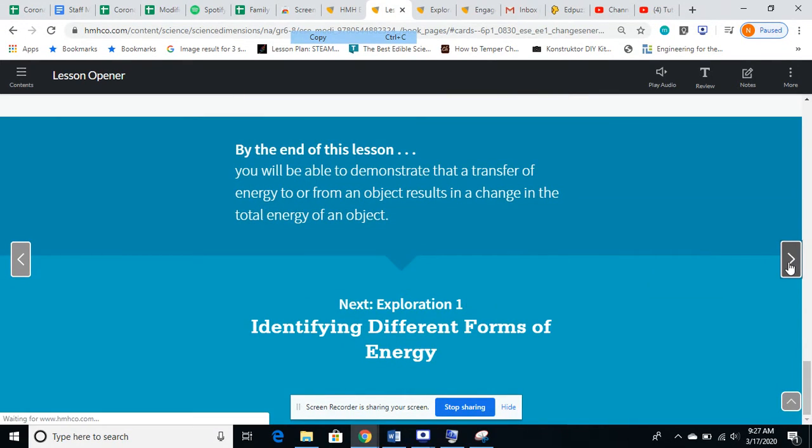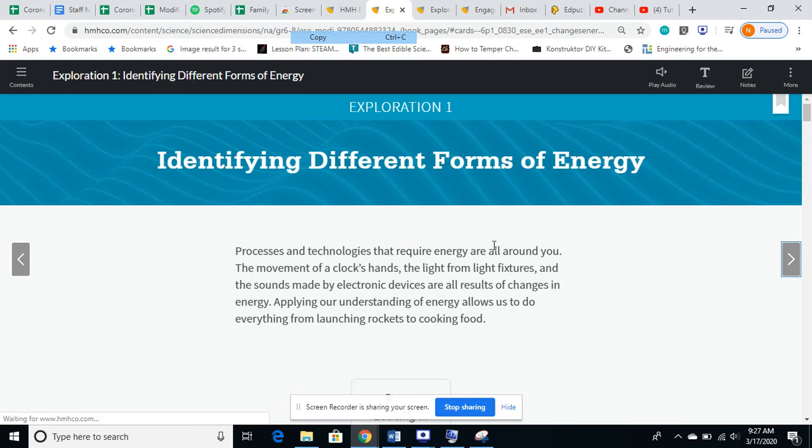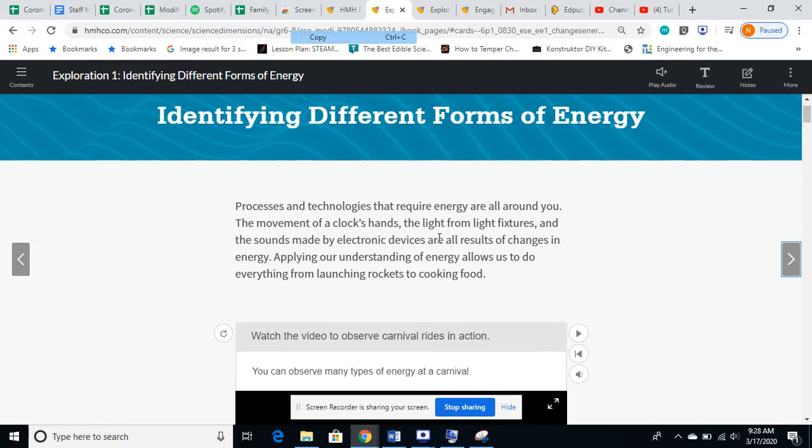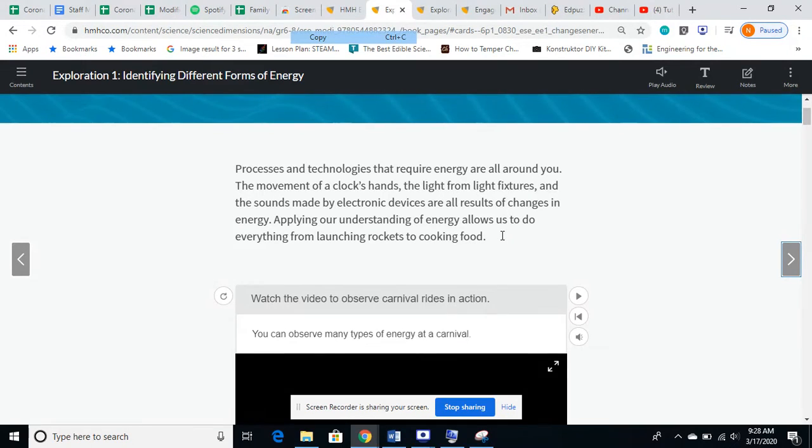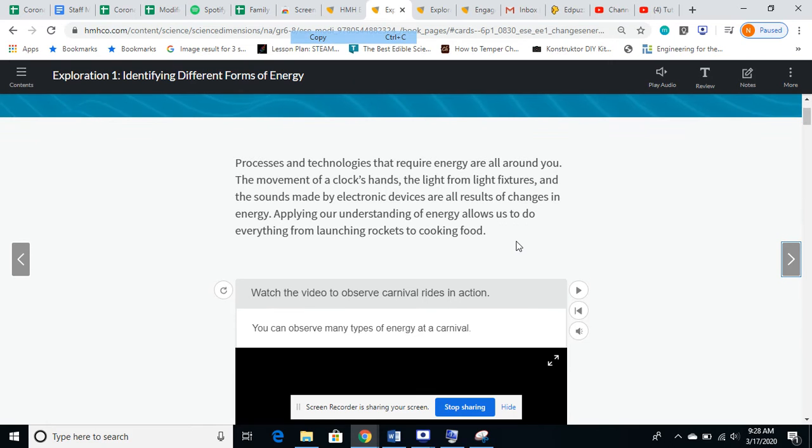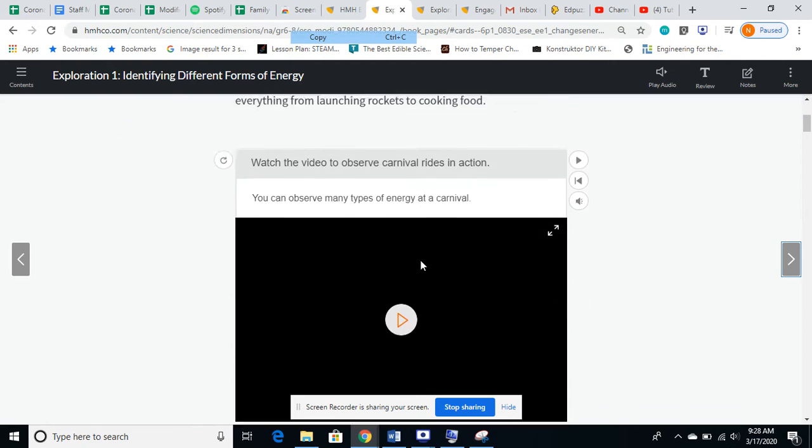So that's the lesson opener, and then we're going to go through exploration one: identifying different forms of energy. Processes and technologies that require energy are all around you. We did that energy detective assignment. That was pretty cool. You guys did a good job of finding all the ones that were in our school. The movement of a clock's hands, the light from light fixtures, and the sounds made by electronic devices are all results of changes in energy. Applying our understanding of energy allows us to do everything from launching rockets to cooking food.